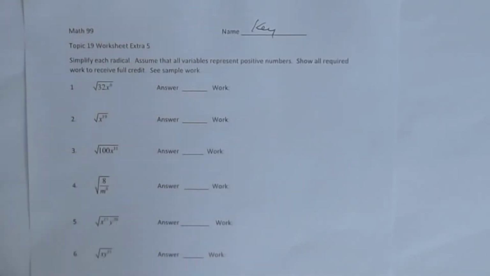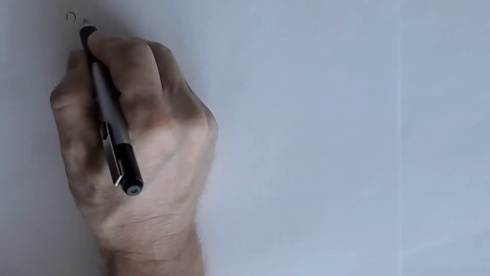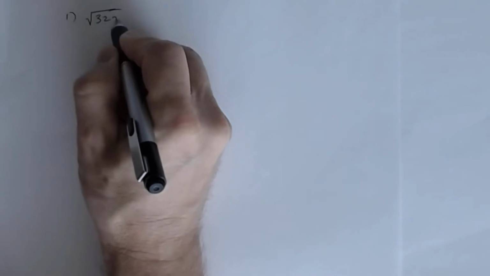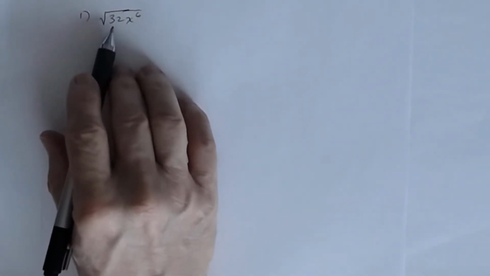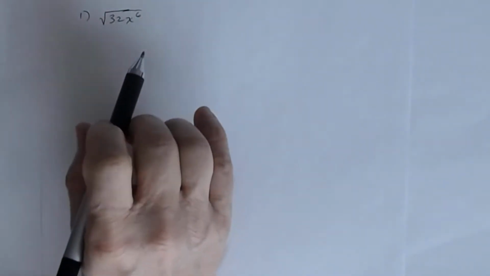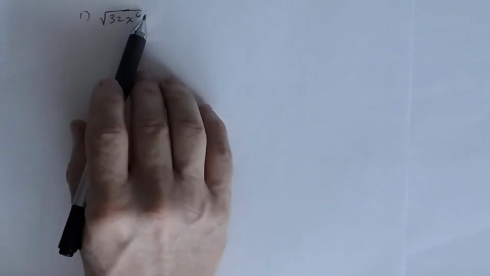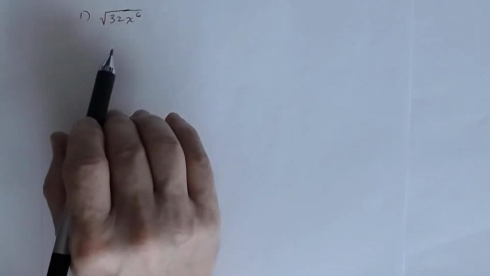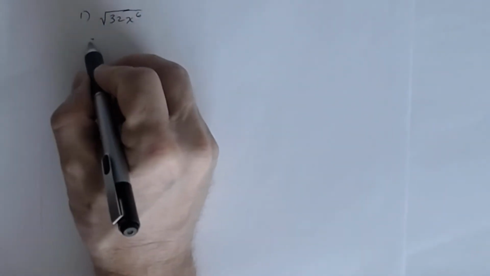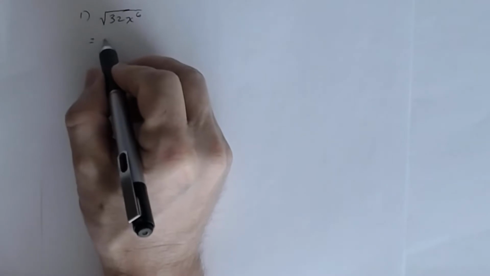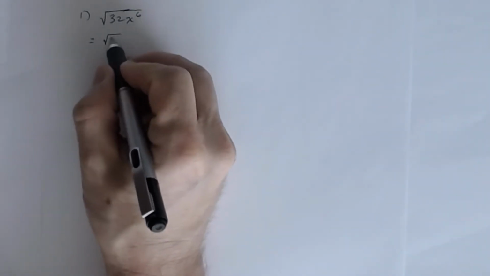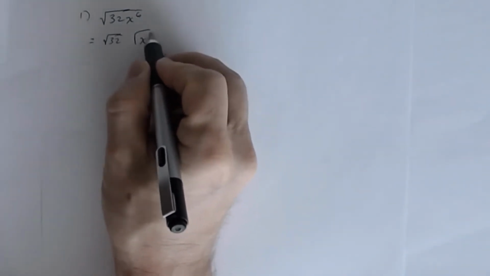All right, so if we look at number 1, we have the square root of 32x to the 6. Notice that 32 is not a perfect square. We're dealing with square root, so I know I have some work to do. Also notice, though, that the exponent here is divisible by 2, so that's going to be the easy part. What I would do first is write this as a product, using the product rule for radicals. So it becomes the square root of 32 times the square root of x to the 6.